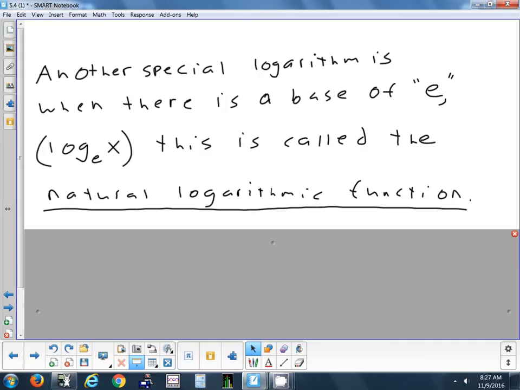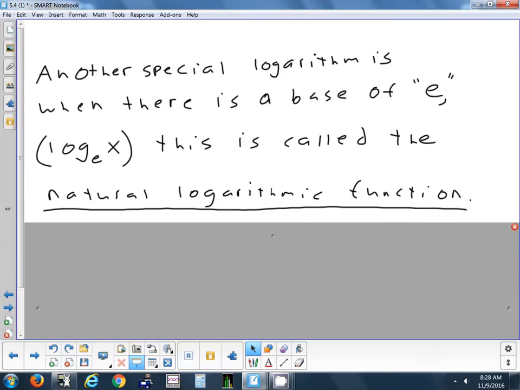Is that the ln one? Yep. Where do you find e on the calculator? I'll show you that in 1 second. It's second, division.